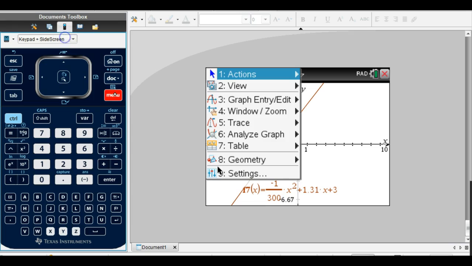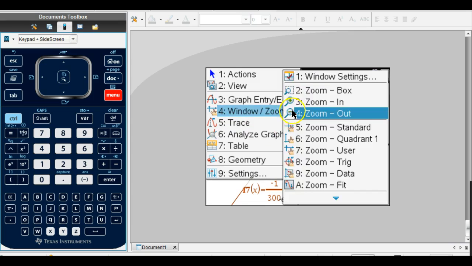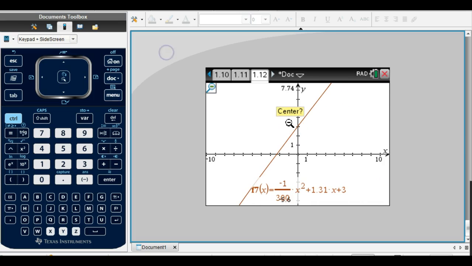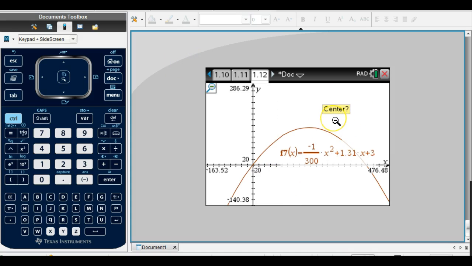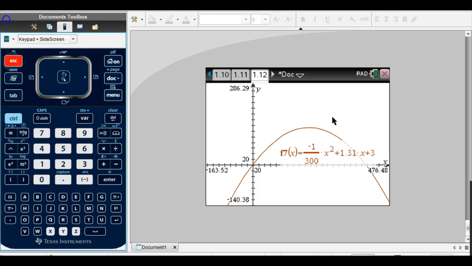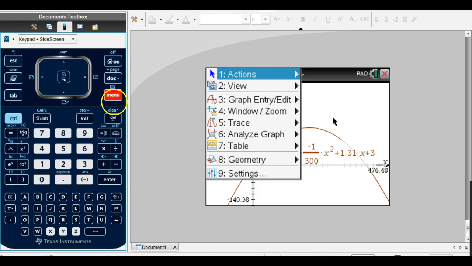So we needed to zoom out. After a few zoom outs, I can now see the entire picture. I can see where the ball goes up. I can see its maximum height. I can also see where it lands. Okay. Now what I need to do is graph this. Transfer this from the graph to my paper. So I'm going to cheat a little bit.